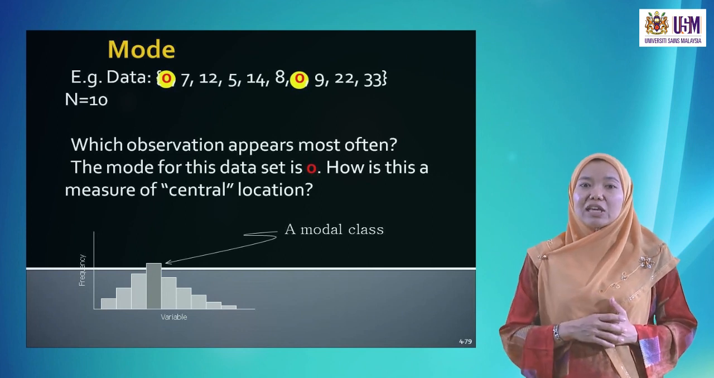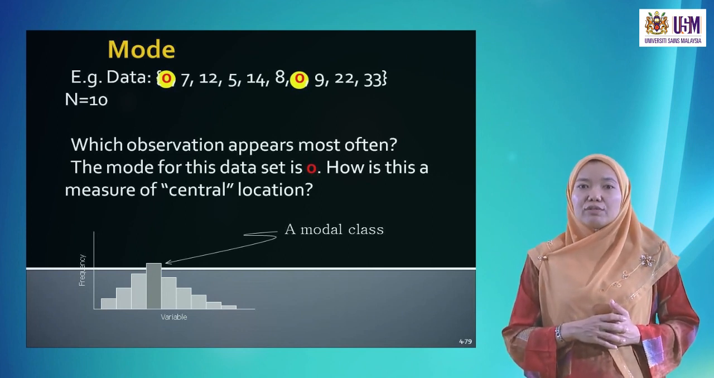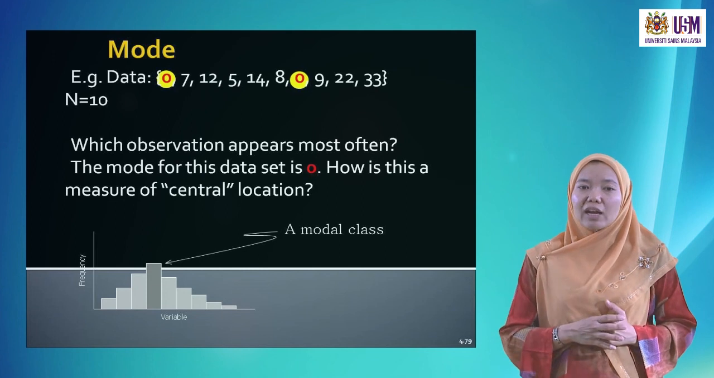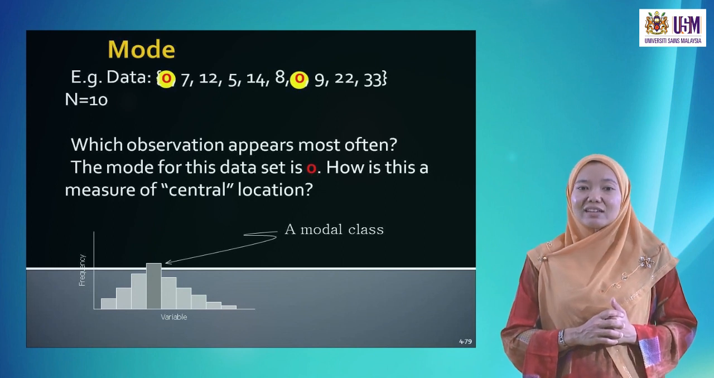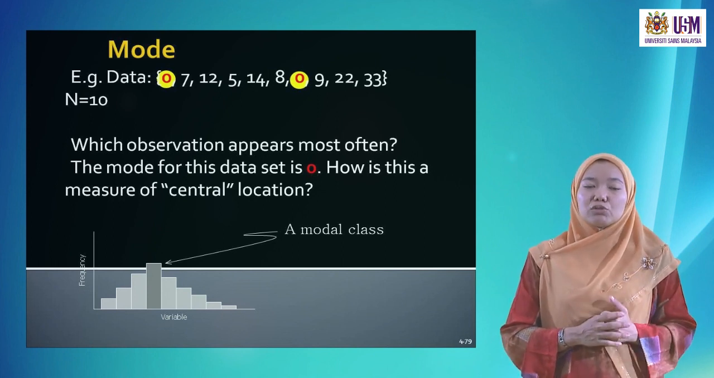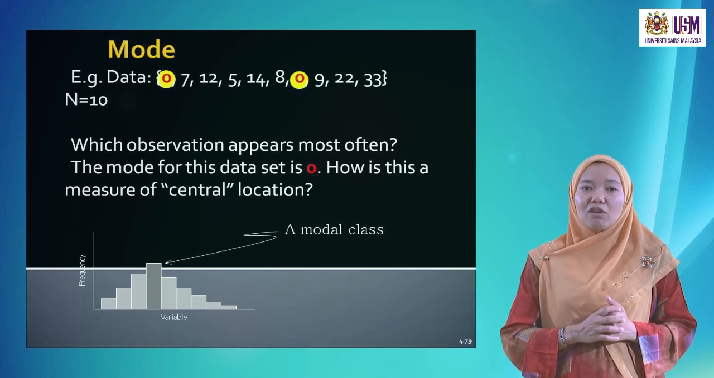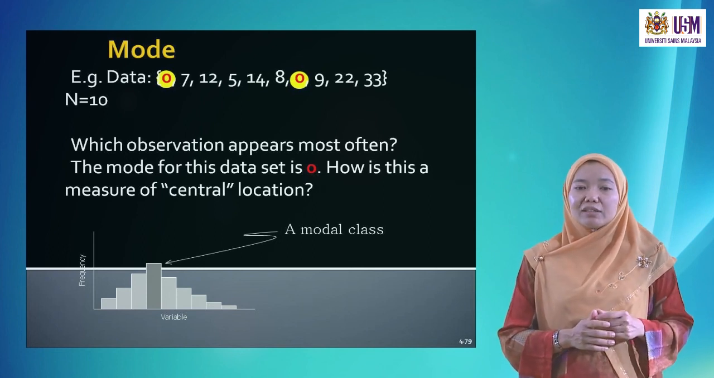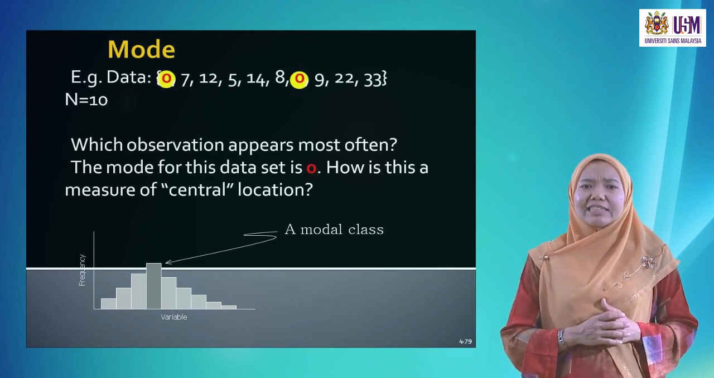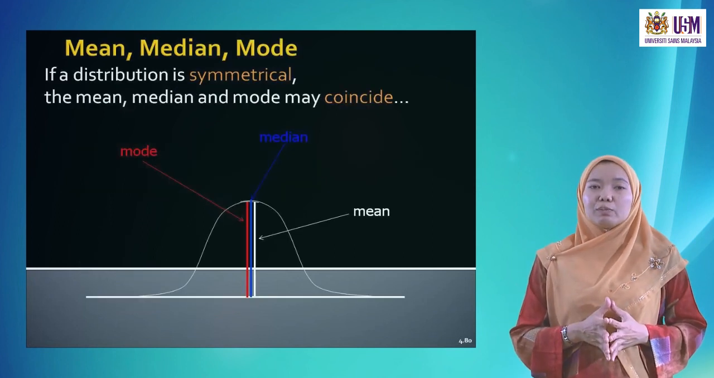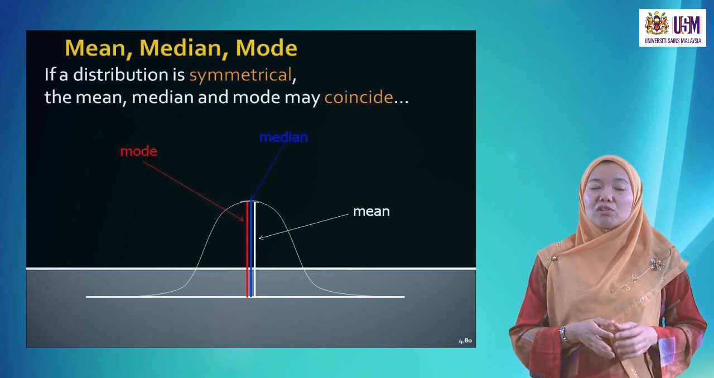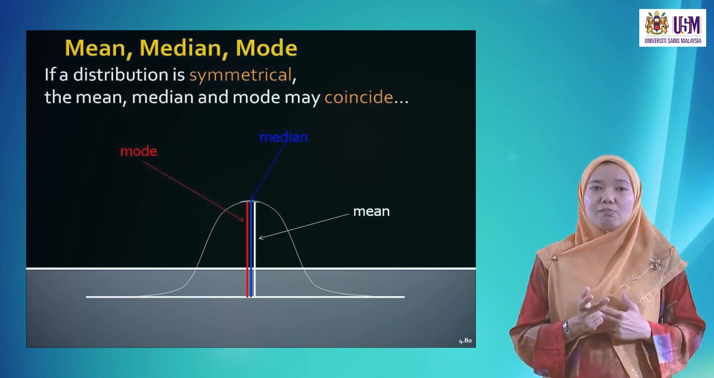How is this a measure of central location? If we look at the histogram, the bar with the highest length is your modal class. The histogram is drawn using the same steps as before. You just need to look at the bar with the tallest length, and that is your modal class. Now we have come to the relationship between all three: the mean, median, and mode.